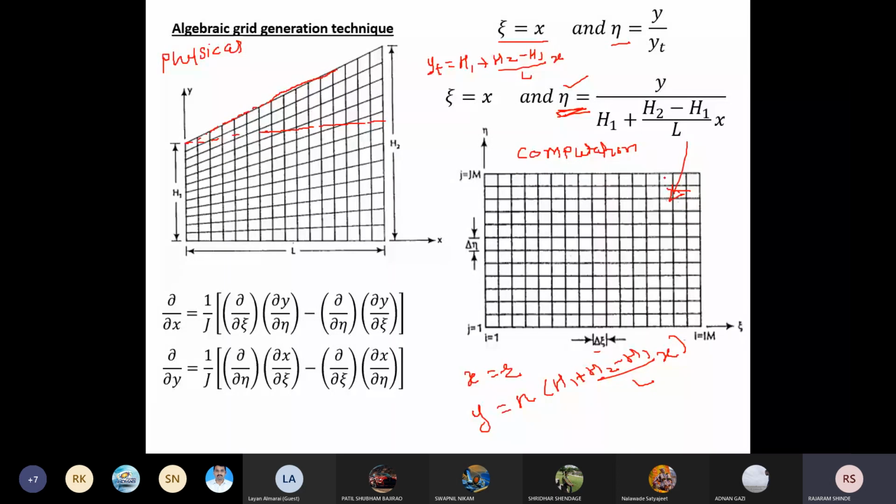Next one, according to our information, these are the equations for transforming the derivatives. That is, here derivative of field variable or flow variable with respect to x is 1 upon Jacobian into derivative of flow variable with respect to xi coordinate and derivative of y with respect to eta coordinate, and so on. This is with respect to y.